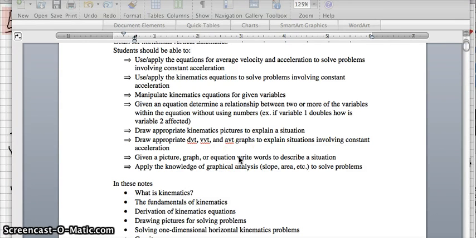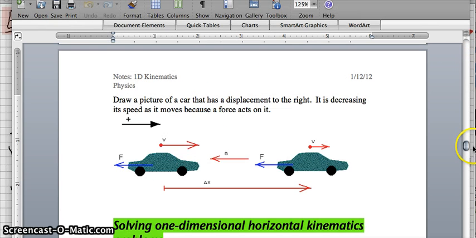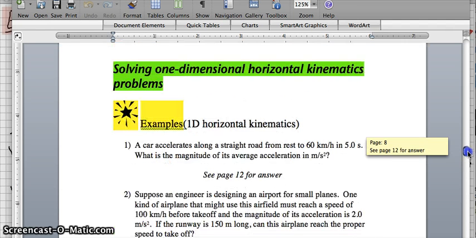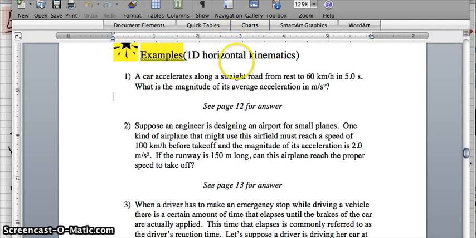Hello everyone, we are here to do an example problem. We are going to be doing an example from our one-dimensional kinematics notes. Let's go ahead and go down to that problem right here. It's example 1 in the one-dimensional horizontal part.